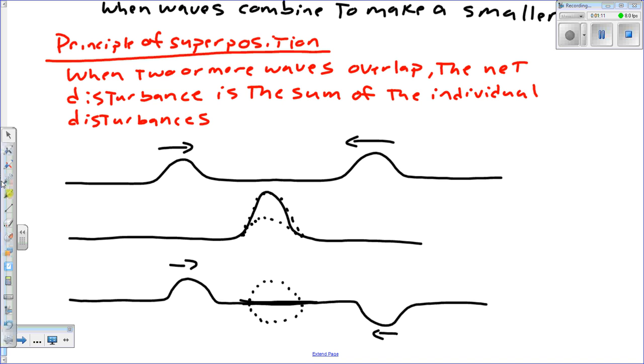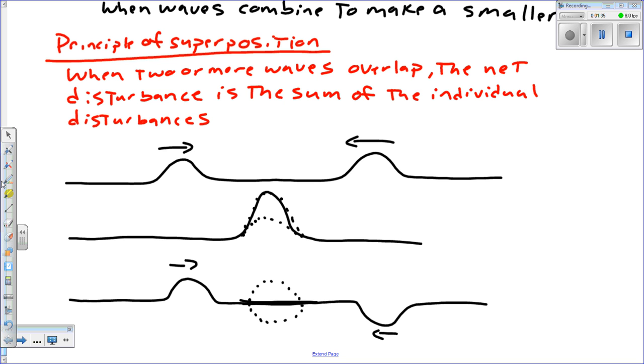And that leads us to the principle of superposition. When 2 or more waves overlap, the net disturbance is the sum of the individual disturbances. The orientation is relevant here, because if there's a wave on top and a wave on the bottom, they've got a different orientation that's going to create destructive interference.